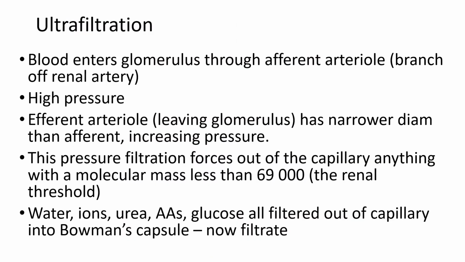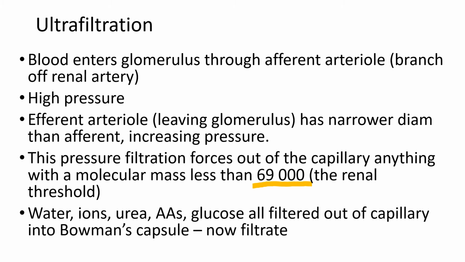So ultrafiltration. The blood will enter that glomerulus through the afferent arteriole, which has obviously branched off the renal artery. Like I said, it's under high pressure because of the differences in the diameter of the lumen, as the efferent arteriole is narrower. Now that filtration pressure forces out anything that is small enough. The cutoff point is called the renal threshold, and the renal threshold for your kidneys is 69,000. So anything that has a molecular mass of less than 69,000 will be pushed out of the blood. It is important for you to remember that number.